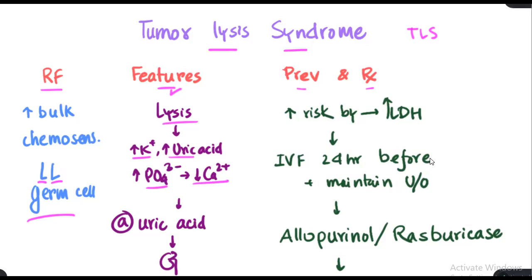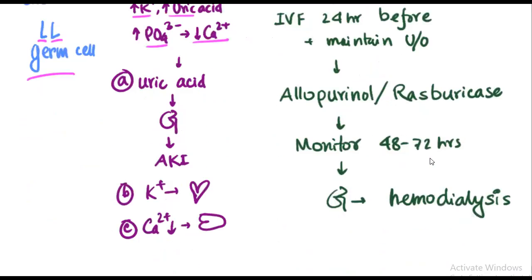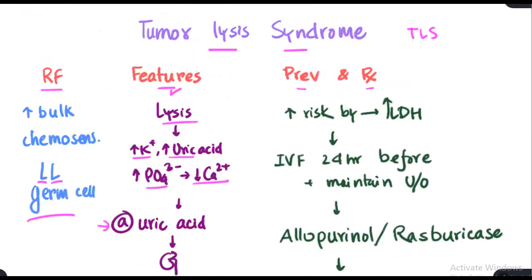Whenever you have those electrolyte abnormalities, they can have some complications. A high uric acid level can lead to precipitation of uric acid crystals inside the renal tubule, leading to an acute kidney injury. A high potassium level can cause cardiac arrhythmias. A low calcium level can lead to tetany and seizures. So how to prevent and how to treat a patient with tumor lysis syndrome?